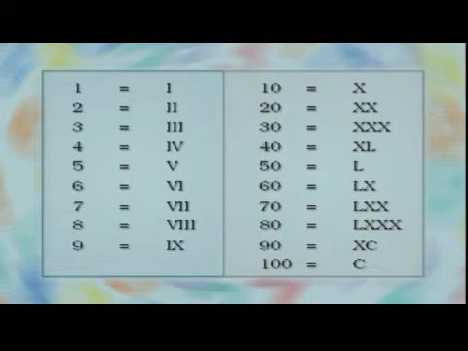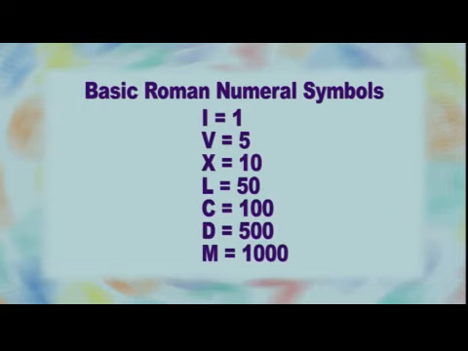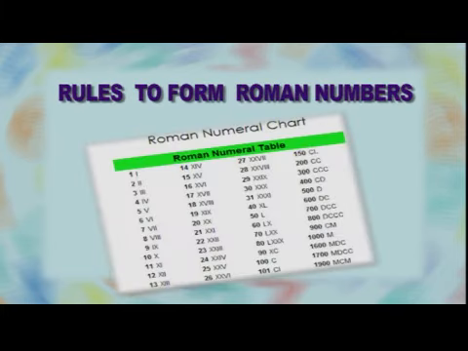Unlike the Hindu-Arabic numeral system, the Roman numeral system uses 7 basic symbols to represent different numbers. The symbols are as follows: I is 1, V is 5, X is 10, L is 50, C is 100, D is 500 and M is 1000. Now we shall see the rules to form Roman numbers. We can form different Roman numbers using the symbols and we have to follow some rules.